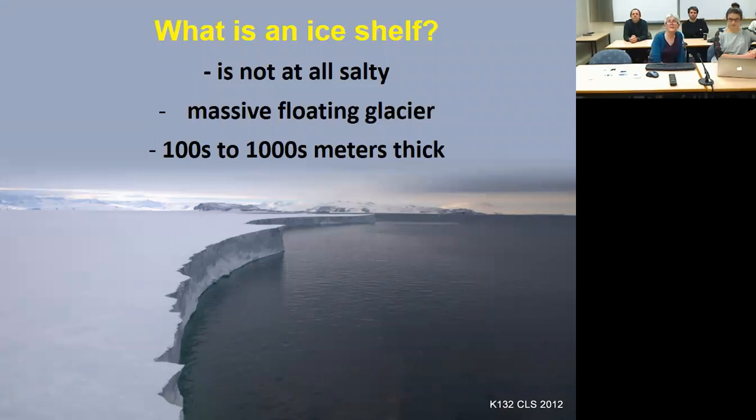Carrying on with what's an ice shelf: it's not at all salty. It's essentially a massive floating glacier that has flowed out onto the ocean to float upon the ocean. It's formed because snow falls in Antarctica and gets squashed up. And so the ice shelf might be hundreds to thousands of meters thick. Now, in comparison, sea ice is only 1 to 2 meters thick, very, very much thinner than the thickness of the ice shelf.